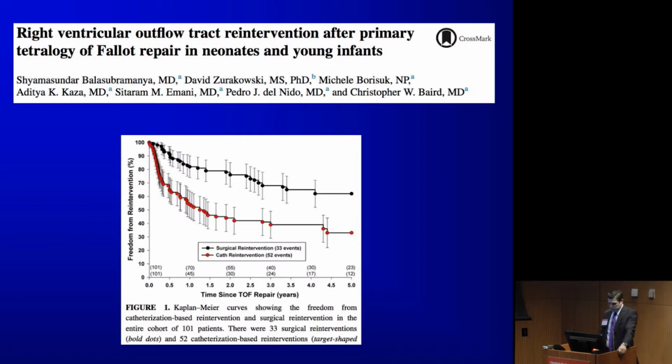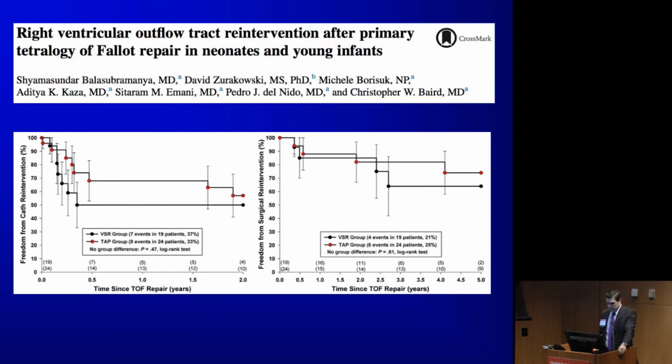So just looking at their figures here, this is freedom from overall reintervention, catheter-based versus surgical-based reintervention for all patients, and you can see that there was a higher risk of needing a catheter-based reintervention over time compared to a surgical reintervention. These here show the same freedom from catheter-based and surgical-based reinterventions on your left and right, stratified by transannular patch or valve sparing, and you can see there was really no difference in these patients here.